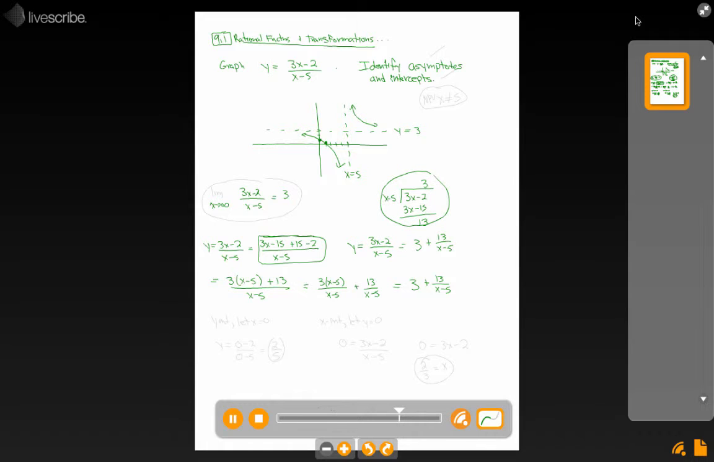I personally would either do this or just think of great big numbers in for x and see what it approaches. And if it's a nice number like 3, it won't be too hard to find.